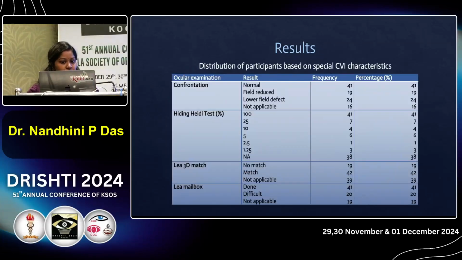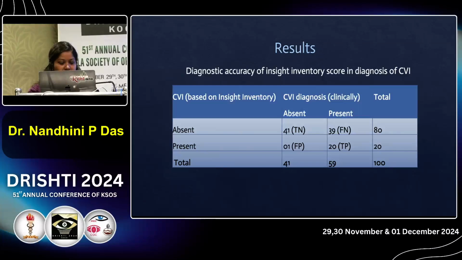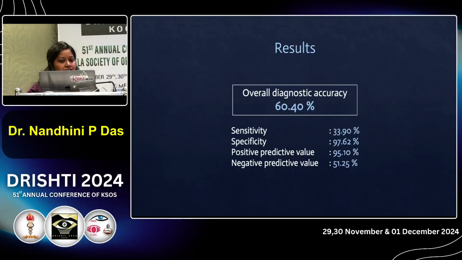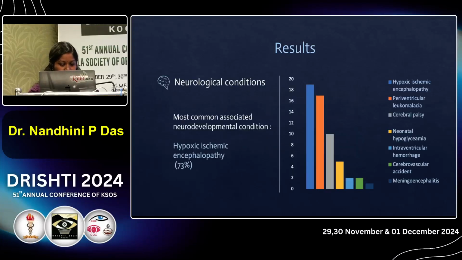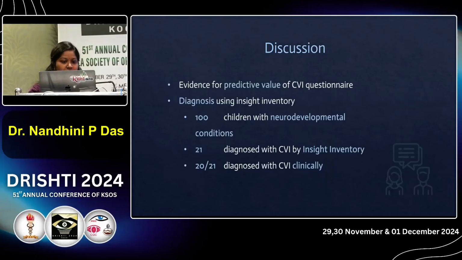So this is a distribution based upon the special characteristics, and diagnostic accuracy of the insight inventory was calculated by using a 2 by 2 table. We calculated the sensitivity, which was 33.9%, and overall diagnostic accuracy was 16.4%. The most common neurodevelopmental condition was hypoxic ischemic encephalopathy. So in this study, I present the evidence of predictive value of the CVI questionnaire.